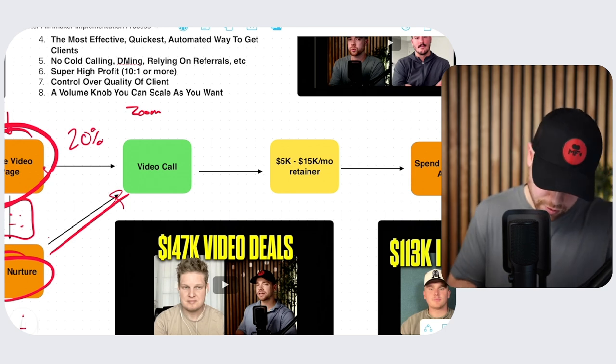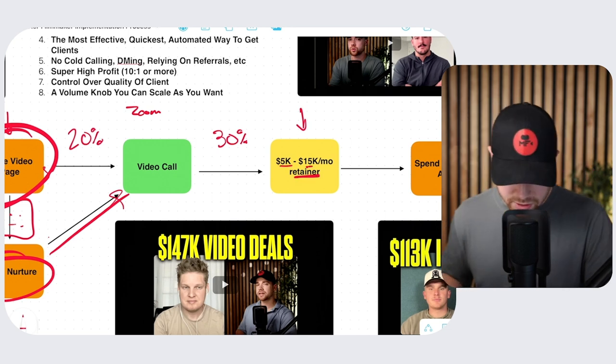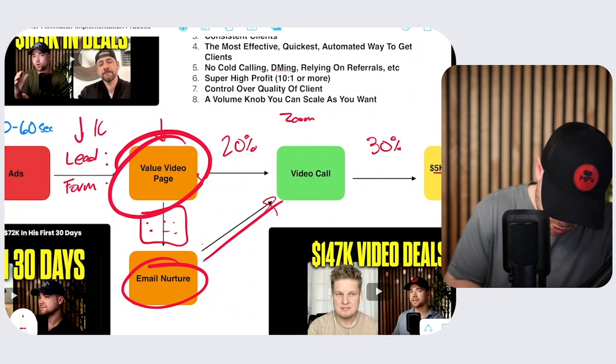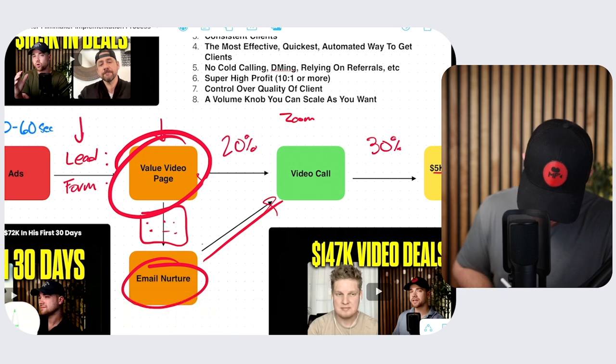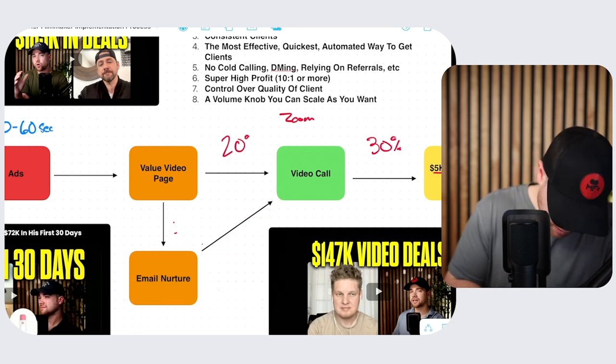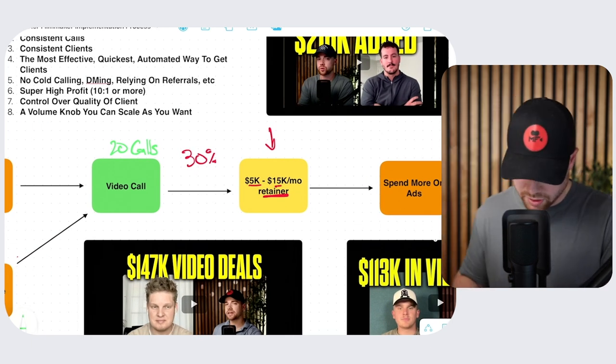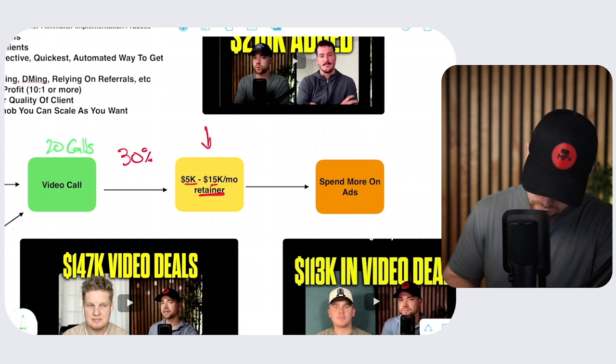And then of those people that book a call, you're typically going to convert about 30% of those people onto a 5 to 15K a month retainer. So when you do the math, if I pour 100 leads in here, that's going to result in 20 calls. And then if I close 30% of those people, that turns into 6 clients.